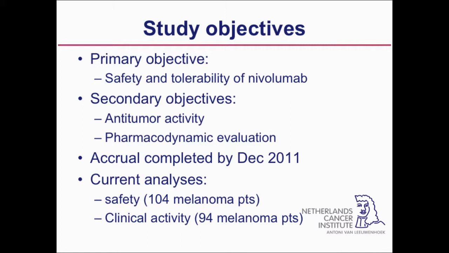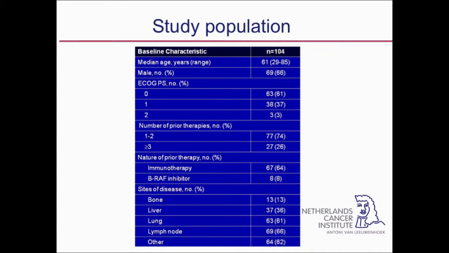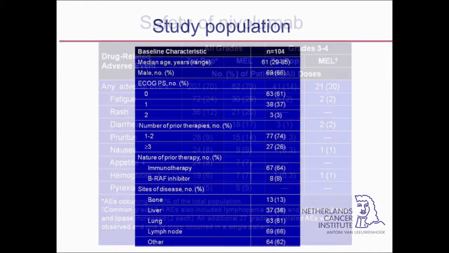So here are the patient's characteristics, which is typical for this patient population. So the patients had fairly good ECOG performance status, had prior therapies, mostly immunotherapy, and had also visceral disease in a large proportion of cases.